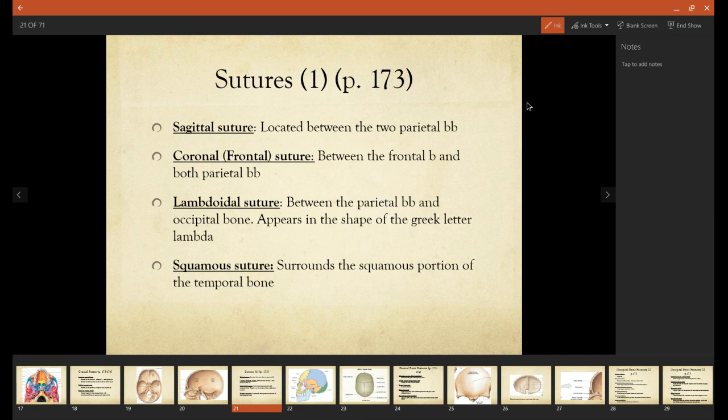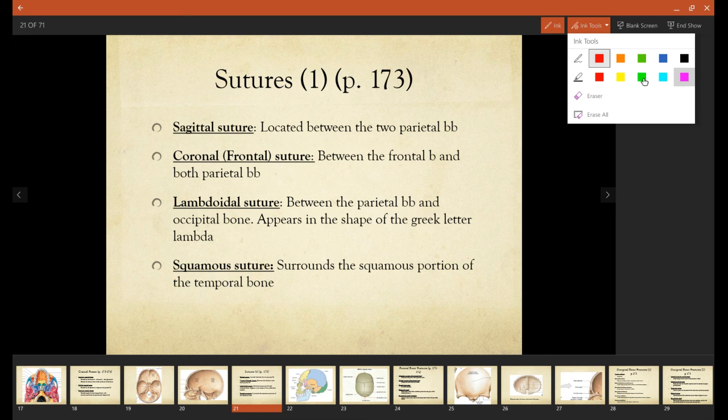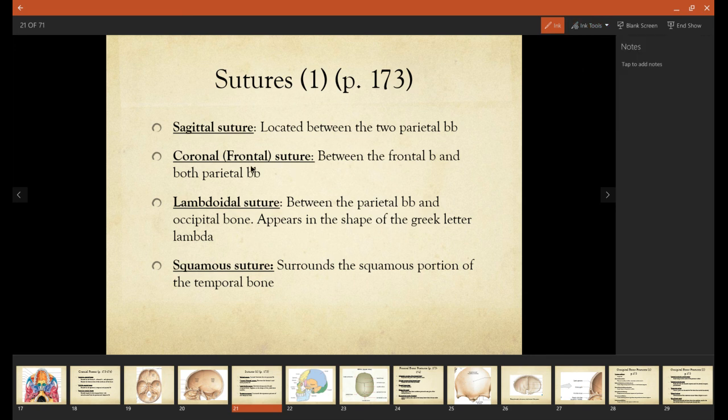The lambdoidal suture gets its name because it appears in the shape of the Greek letter lambda. And so what that is, it looks something like this right here. So this would be the sagittal suture right here. So when the lambdoidal suture comes around, it forms a lambda with the sagittal suture, hence its name lambdoidal, in the shape of a lambda. Now this is found between the occipital bone and the parietal bones.